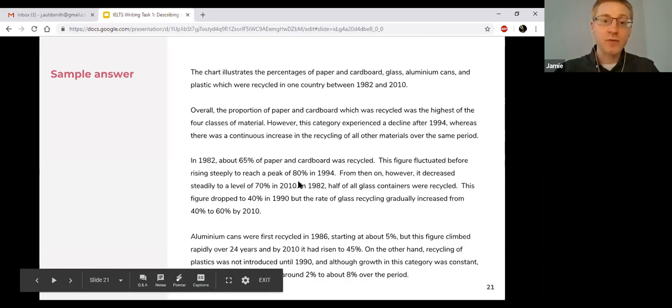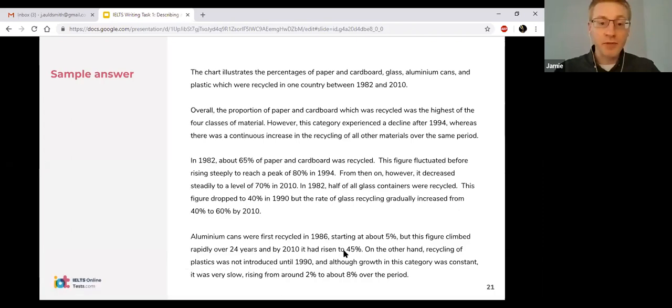For some other types of task, it might be useful to write a short concluding sentence. This is typically only for describing a process. Because when you're describing a process, you have a beginning and an end point, and you want to summarize or to show that that is the final point in the process. But when you're describing a graph, there's no end point, so there's no need to write that conclusion. Okay, thank you.